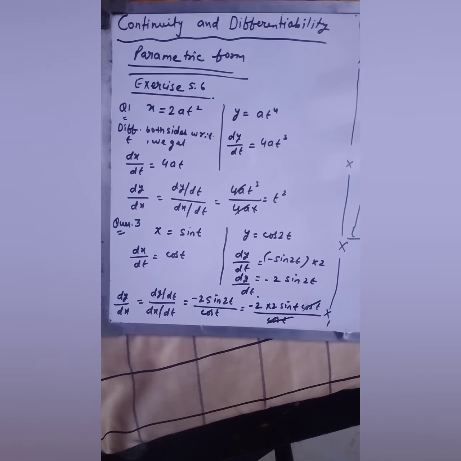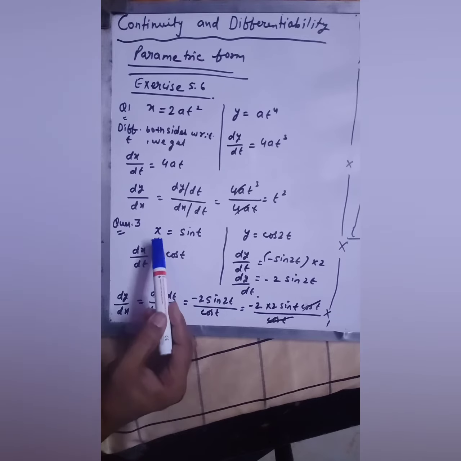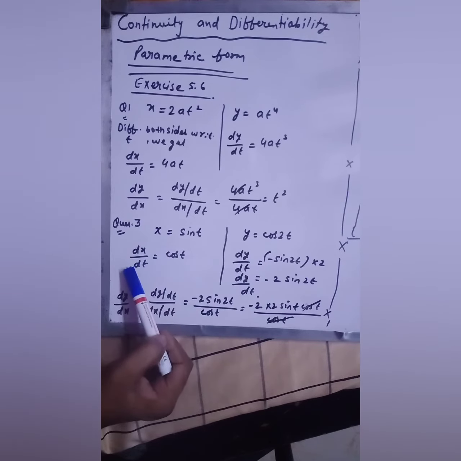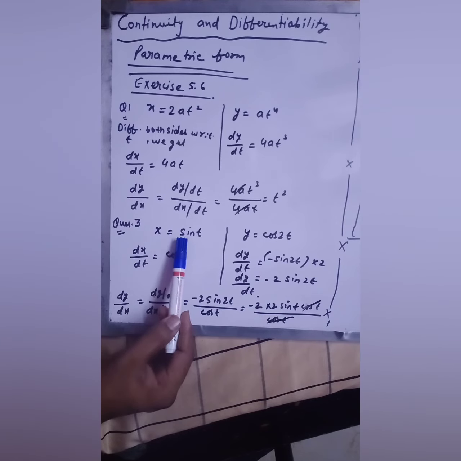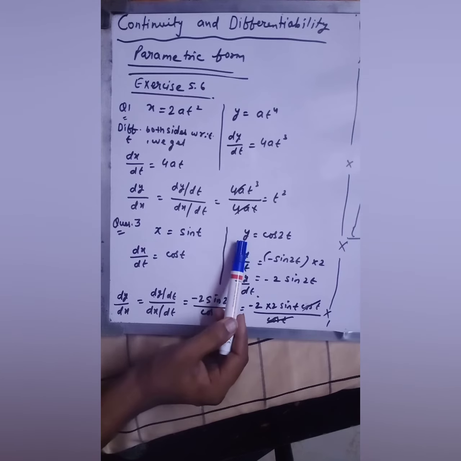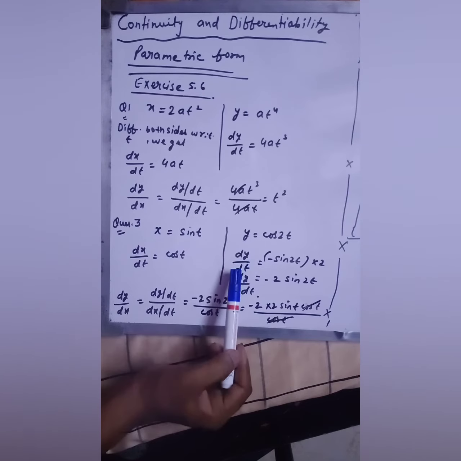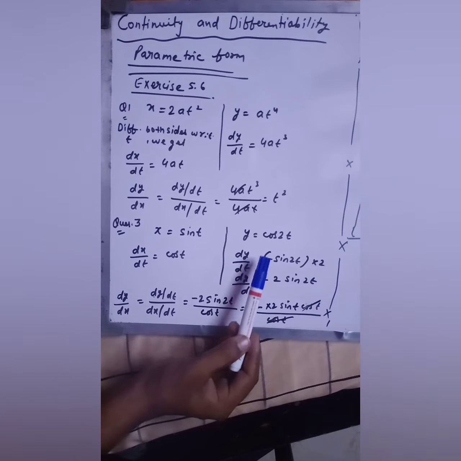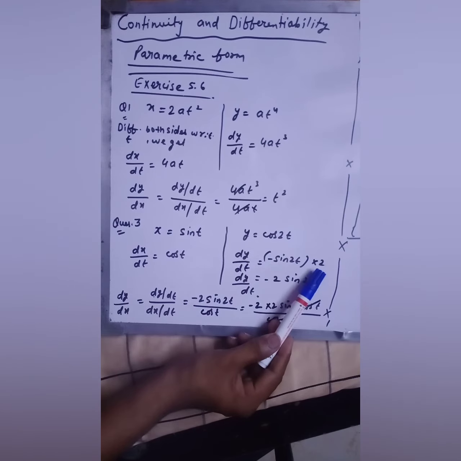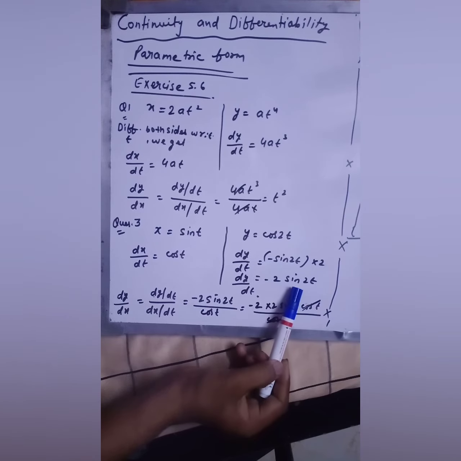Question number 2 is very easy. So here I am solving question number 3 of your NCERT. Here x is given and y is given. You have to differentiate this, and as you know, the derivative of sine t is cos t. Similarly, differentiating y with respect to t, you get dy by dt equals the derivative of cos 2t, which is minus sine 2t into the derivative of 2t, that is 2 only. When you simplify, you will get this.